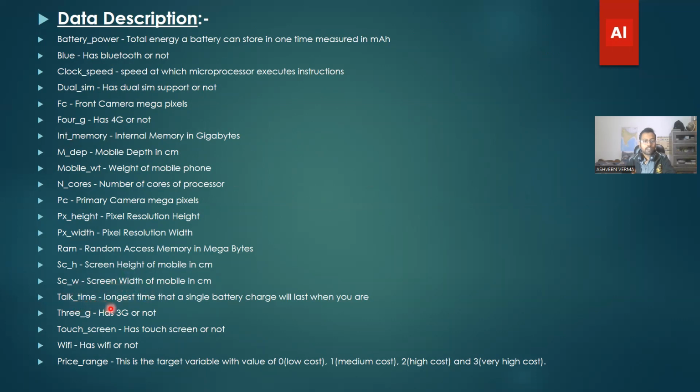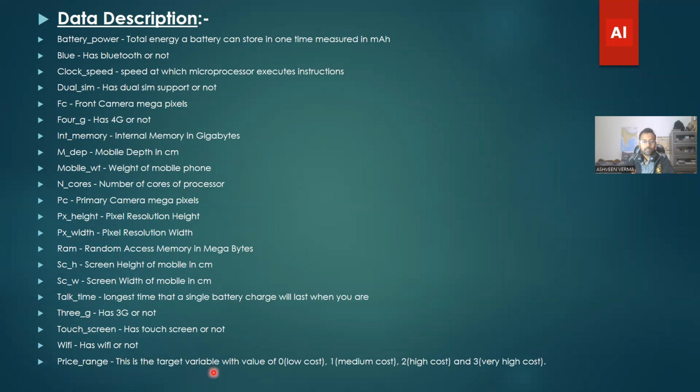Talk time is the longest time that a single battery charge will last. 3G means whether it has 3G or not. Touch screen means whether it has a touchscreen or not. Wi-Fi means whether it has Wi-Fi or not. Price range is our target variable.